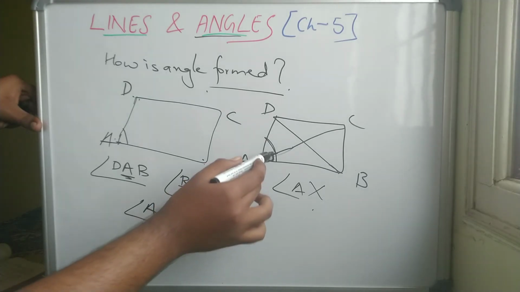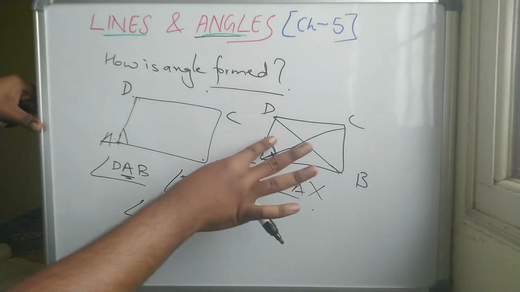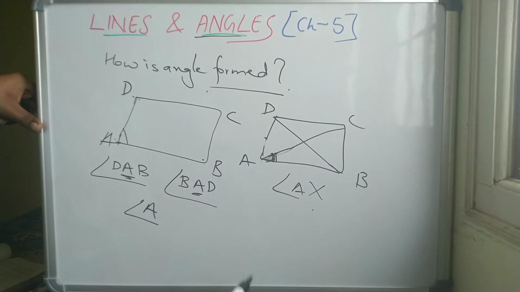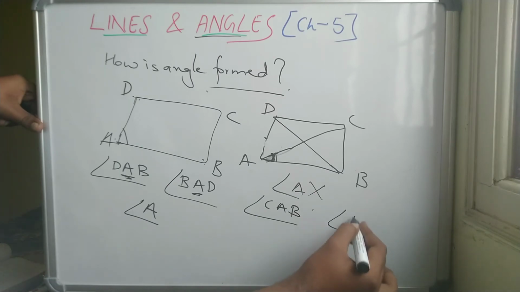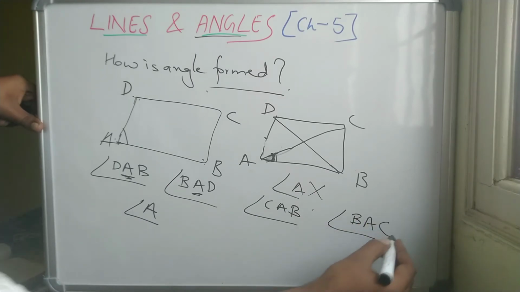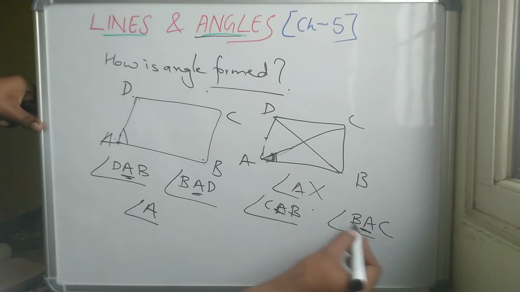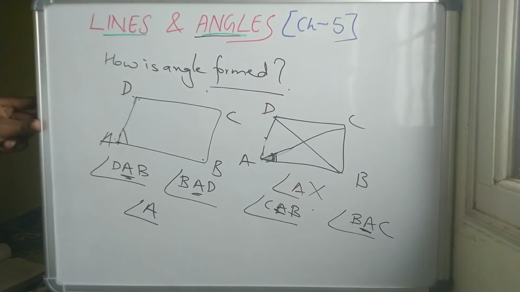So this angle, if you want to represent this angle, then you have to write angle CAB or angle BAC. The reference is A. Got it? Right? So this is how we have to represent any angle.